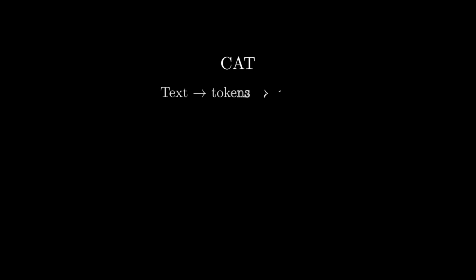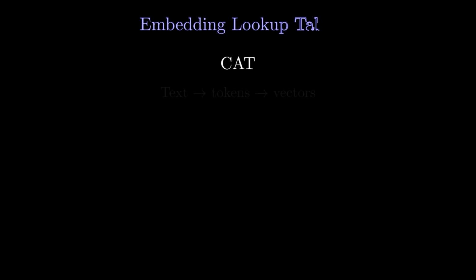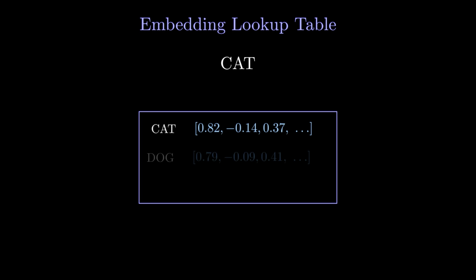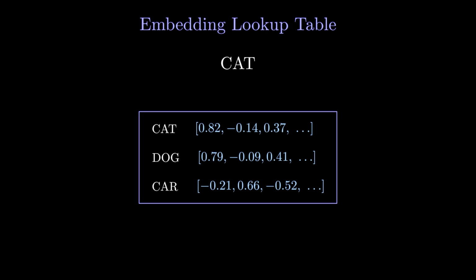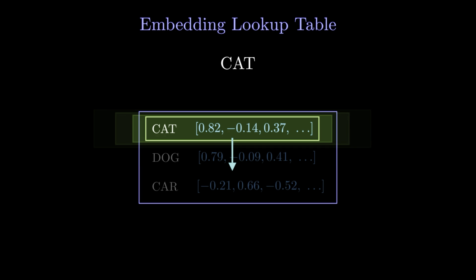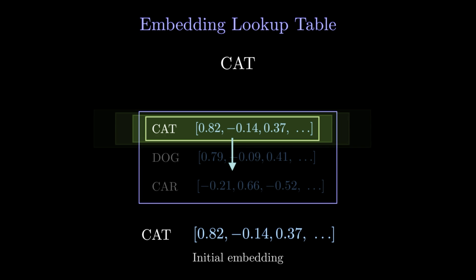So how does a word get its vector? First, the text is broken into tokens. Then each token is matched with a row in an embedding lookup table. Here, the token cat selects the cat row. The numbers in that row become its initial embedding, the vector the model starts with.